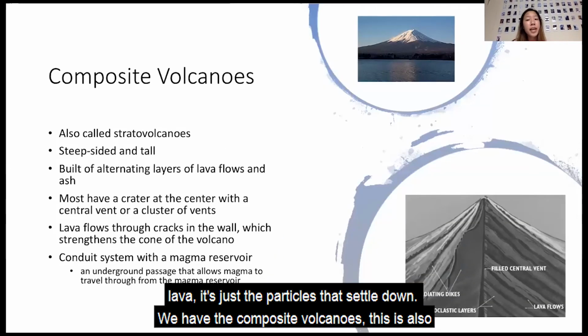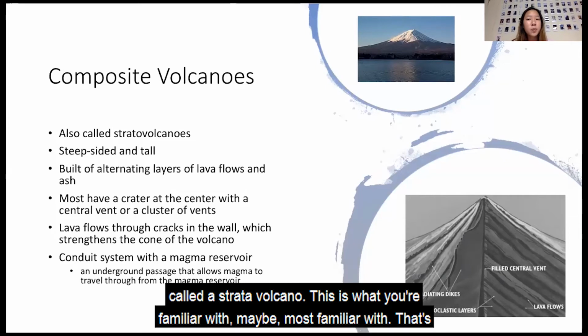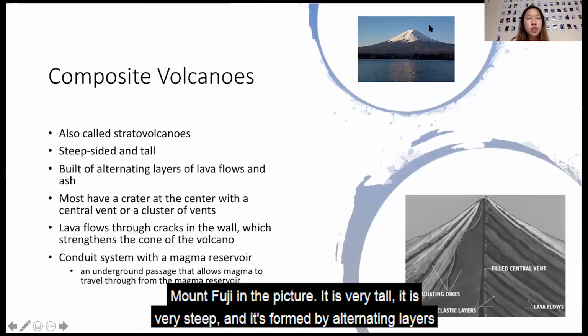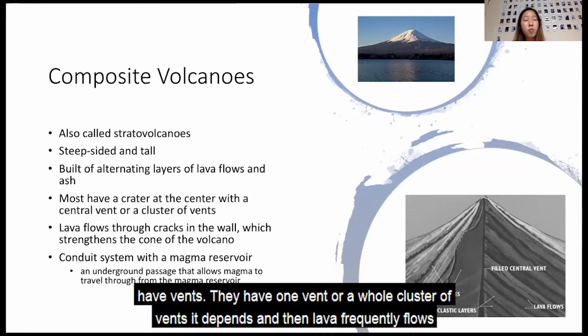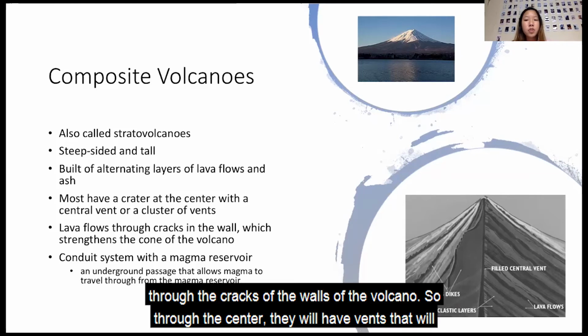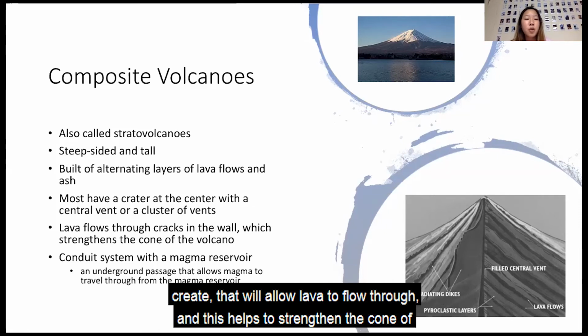We have the composite volcanoes. This is also called a stratovolcano. This is what you're familiar with, maybe most familiar with. That's Mount Fuji in the picture. It is very tall, it is very steep, and it's formed by alternating layers of lava, then ash, then lava, then ash. And they also have a crater at the center. And at the crater, they have vents. They have one vent or a whole cluster of vents. It depends. And then lava frequently flows through the cracks of the walls of the volcano. So through the center, they will have vents that will allow lava to flow through. And this helps to strengthen the cone of the volcano.